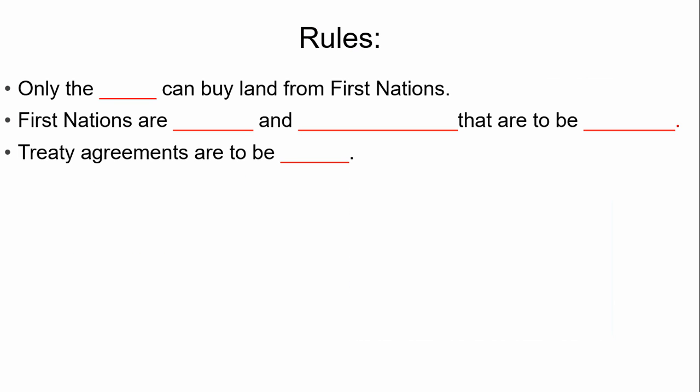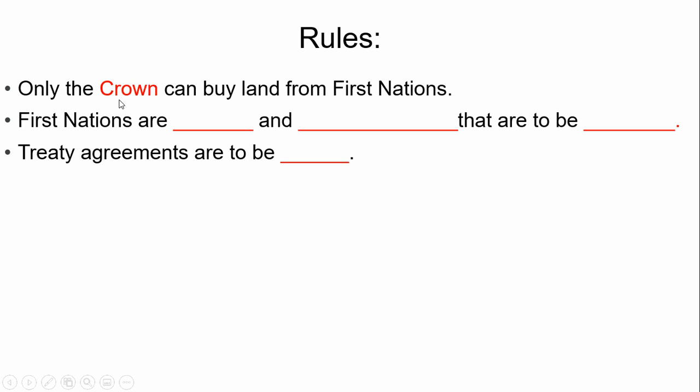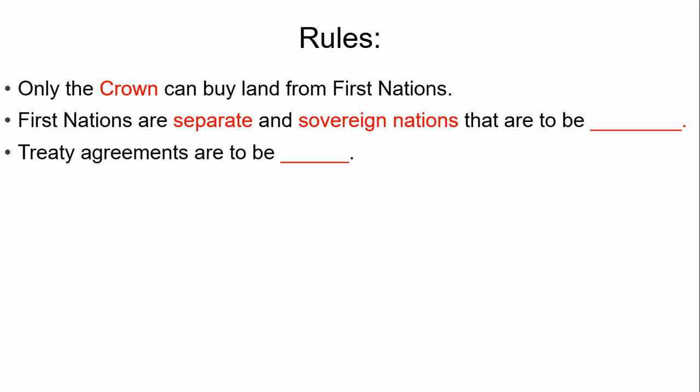And so here are the rules. First of all, only one group of people is allowed to buy land from the First Nations, and that is the crown or representatives of the crown. And in this case, when we talk about the crown, we're talking about the king, right? The monarch, right? First Nations are separate and they are sovereign nations.